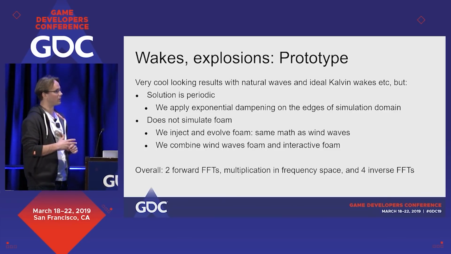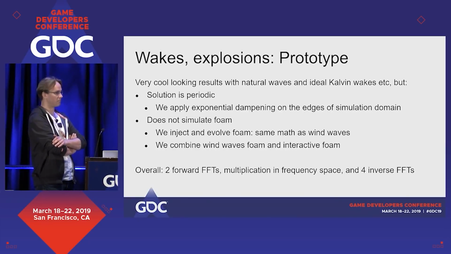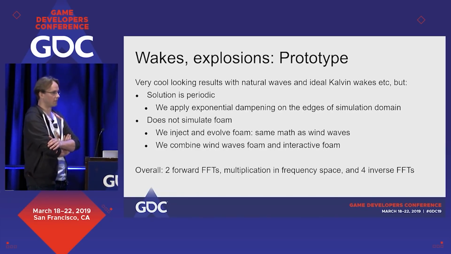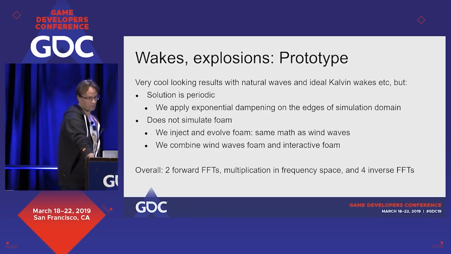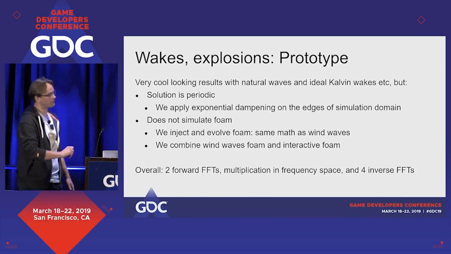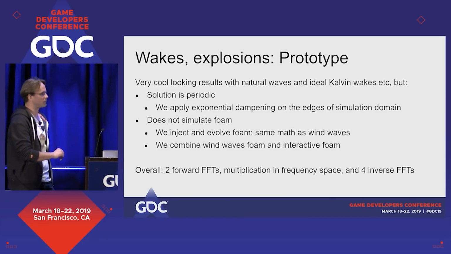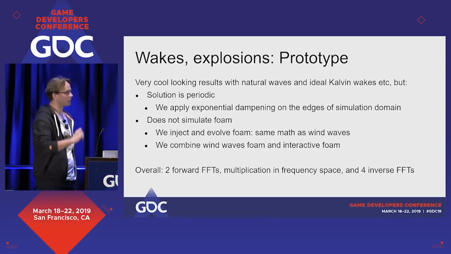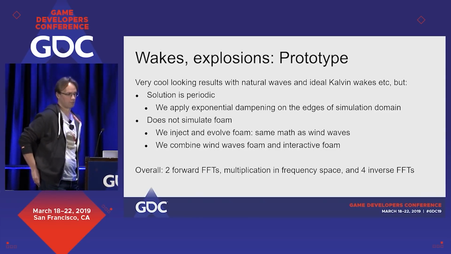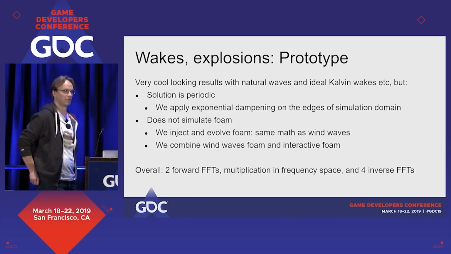Then, this simulation does not simulate foam. We use the very same logic. We just detect the areas where the displacements are large and the Jacobian is high enough so that we can inject some turbulent energy, and we simulate the foam in those areas. So overall, we get 2 forward DFTs to convert those displacements and velocity potentials to frequency space. Then applying those evolving operators is just a per component multiplication in frequency space. It's pretty cheap. And then 4 inverse FFTs to get the data back to the spatial domain.